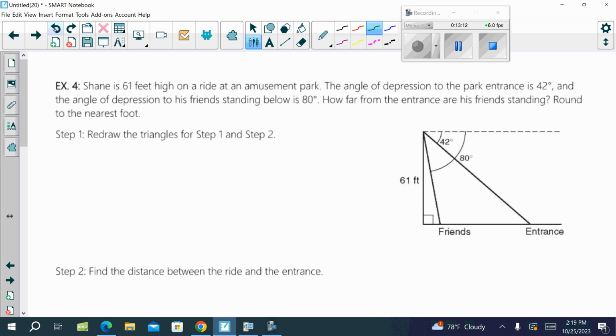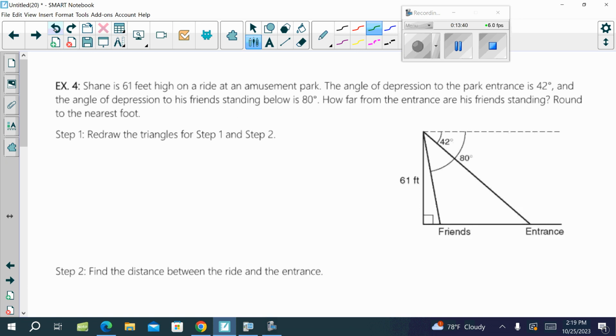So, Shane is 61 feet high on a ride at an amusement park. The angle of depression to the park entrance is 42 degrees, and the angle of depression to his friend standing below is 80 degrees. How far from the entrance are his friends standing? Round to the nearest foot. So, the first thing says, redraw the triangles for step 1 and for step 2.